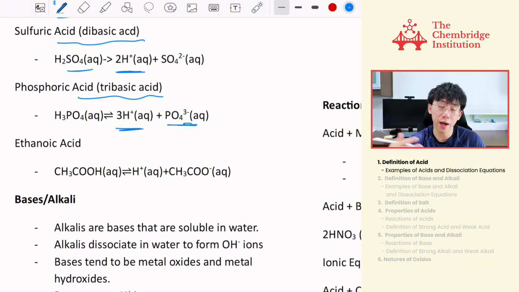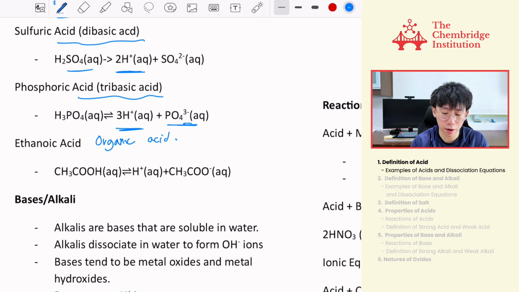And then we have ethanoic acid. Ethanoic acid is an example of an organic acid, and this is a weak acid that partially dissociates in water to give H+ and an anion from the organic compound. We'll further touch on this in our organic chapters. Usually this is covered in secondary 4. This is an example of our carboxylic acids, but in general, all our organic acids are weak acids.